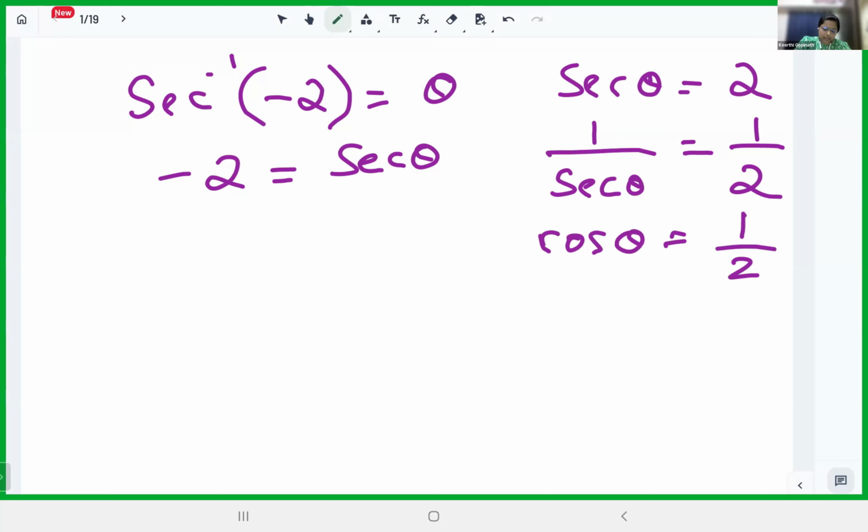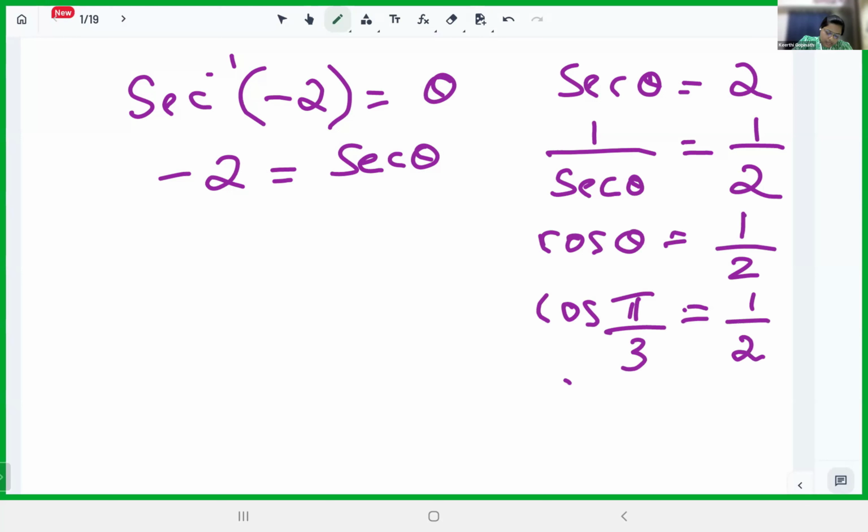Cos theta is equal to 1 by 2. So which is the value of theta for which the function cos becomes 1 by 2? It is cos pi by 3, isn't it? Cos 60 is 1 by 2. So cos pi by 3 is 1 by 2.